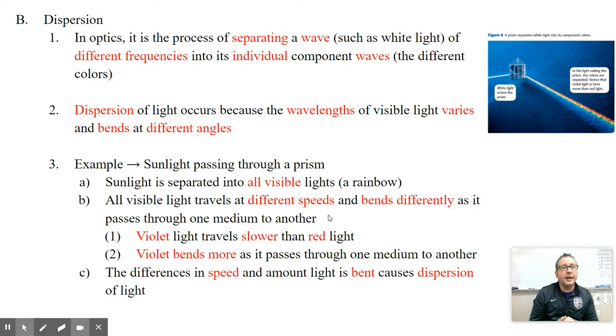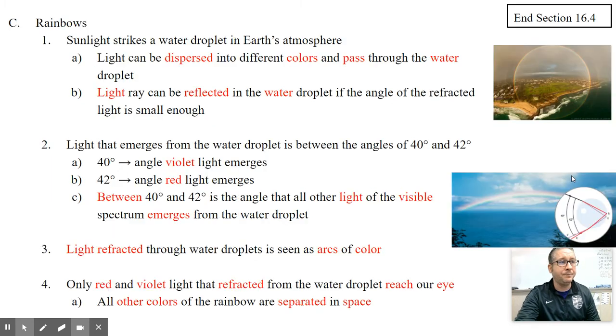Dispersion is a process of separating waves, such as white light, of different frequencies into its individual component waves. Dispersion of light occurs between the wavelengths of visible light. It varies and bends at different angles. Sunlight passing through a prism is separated into all visible lights like a rainbow. All visible light travels at different speeds and bends differently as it passes from one medium to another. As we just saw, violet is going to be the slowest, red's going to be the fastest. Violet is going to bend more as it passes from one medium to another. The differences in speed and amount of bending cause the dispersion of light, as we see up here in the upper picture.